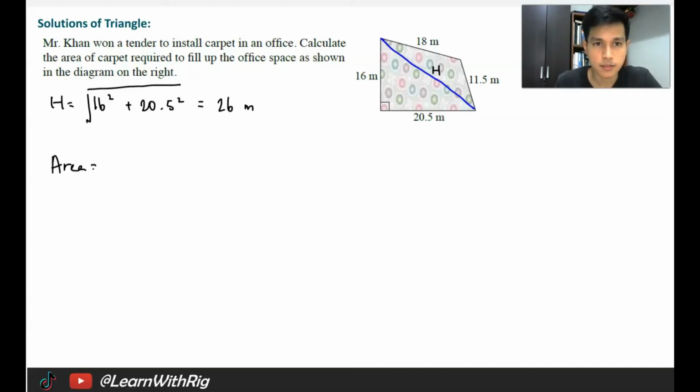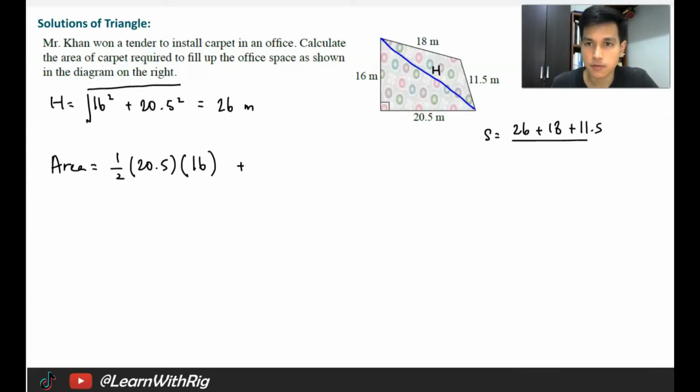Area is equal to the first triangle, the right angle: 1/2 times base 20.5 times height 16, plus, how do you find the second area? You first have to find the S value, Heron's formula, right? Don't forget. S value equals 26 plus 18 plus 11.5 divided by 2. Let me calculate. You should get 27.75.